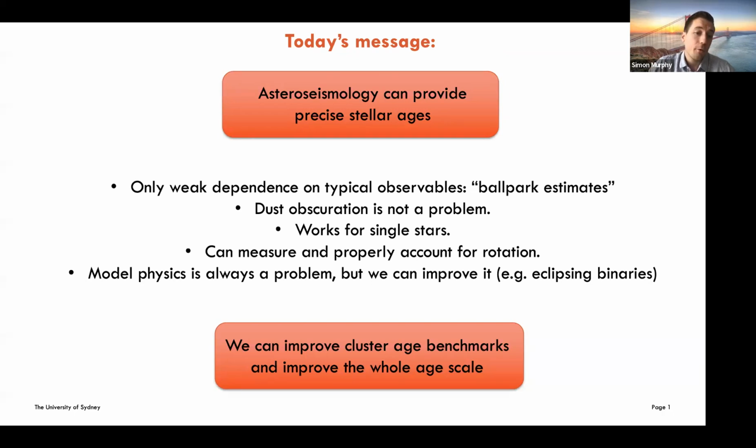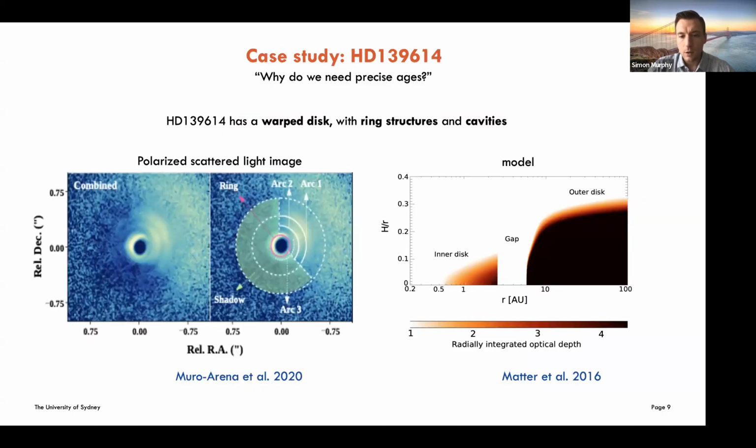So we can improve cluster age benchmarks and therefore improve the whole age scale by getting precise asteroseismic ages of young stars. And that's the project aim of my future fellowship, really focusing on those young stars. So I want to convince you of this using a case study, and that's HD 139614 that I mentioned earlier. With this star, I aim to answer the question of why we need precise ages.